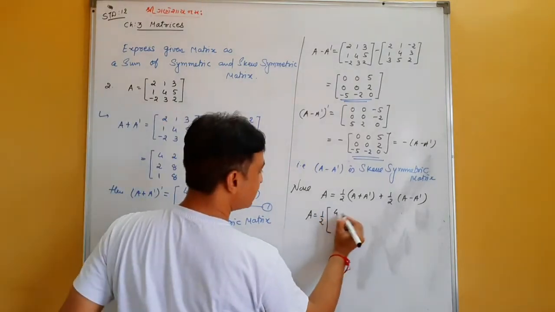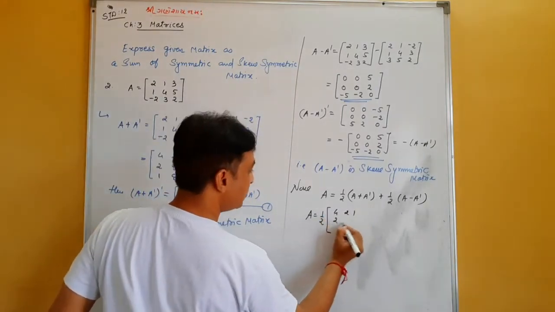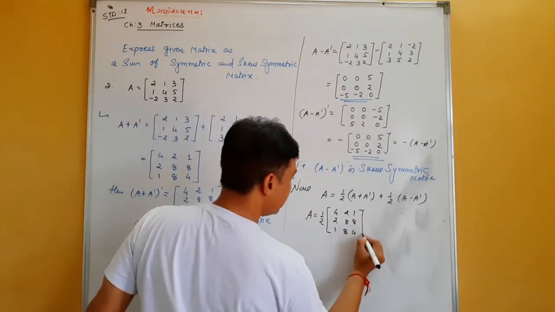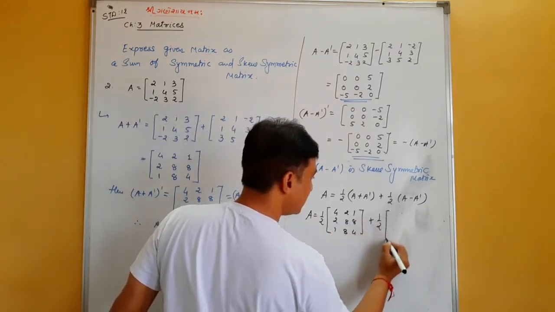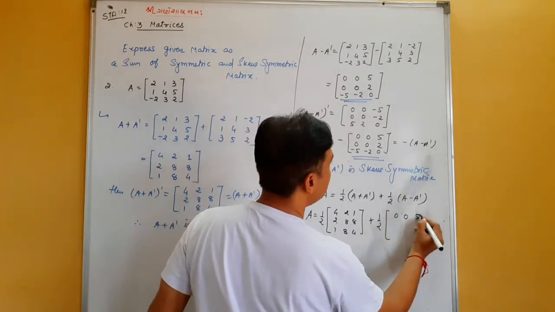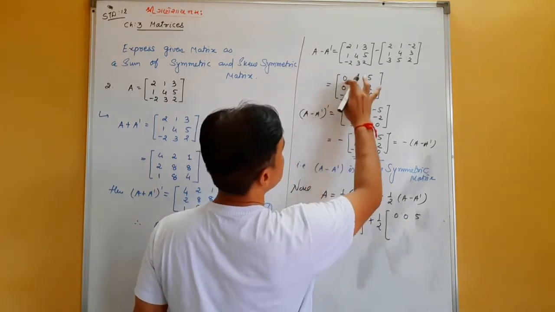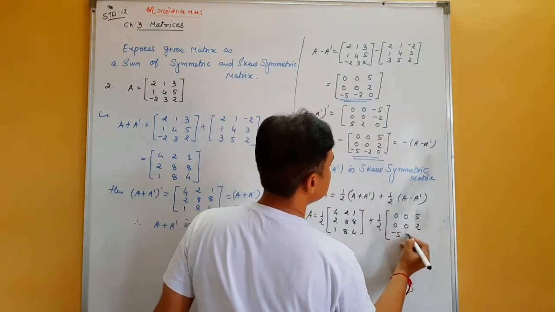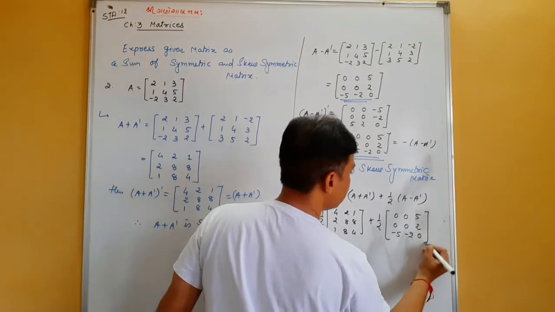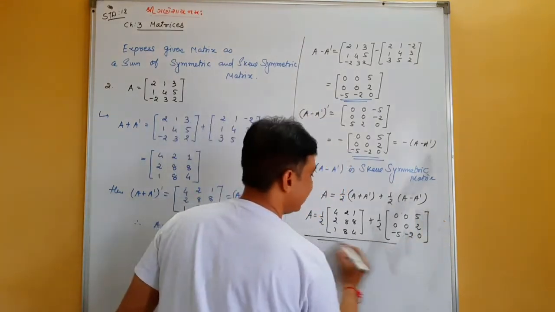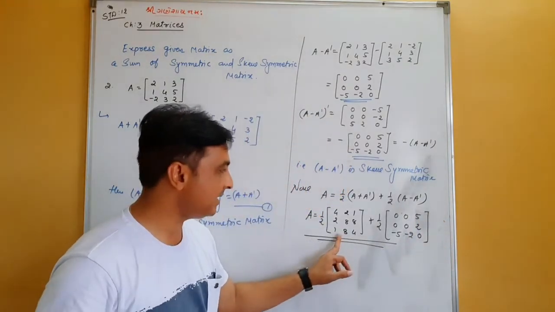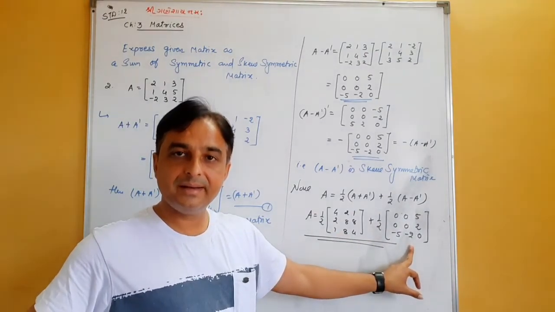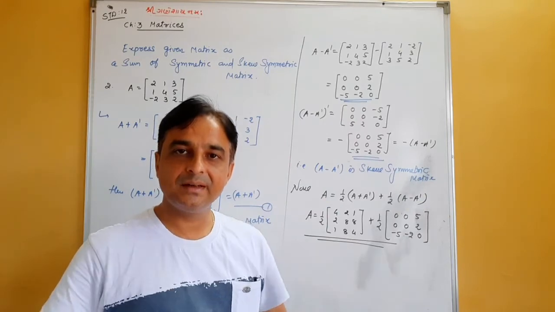This is the matrix [4 2 1; 2 8 8; 1 8 4] plus 1/2 times (A minus A dash), [0 0 5; 0 0 2; -5 -2 0]. So this is our answer. This is the symmetric matrix, this is the skew symmetric matrix. Clear? Next thing.